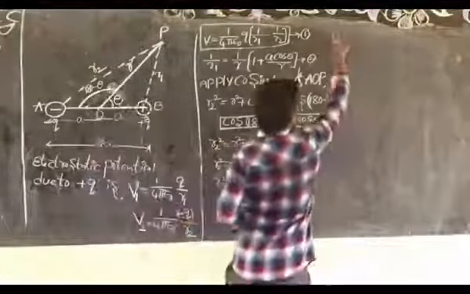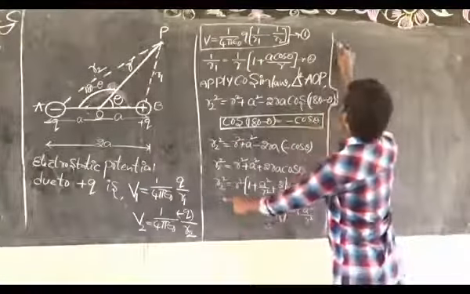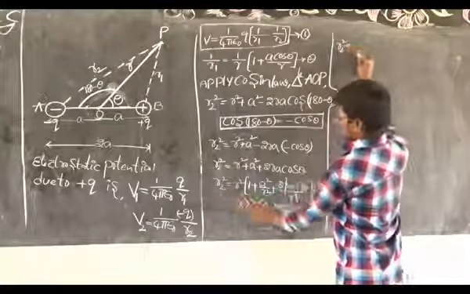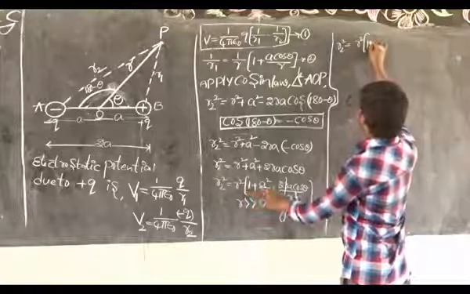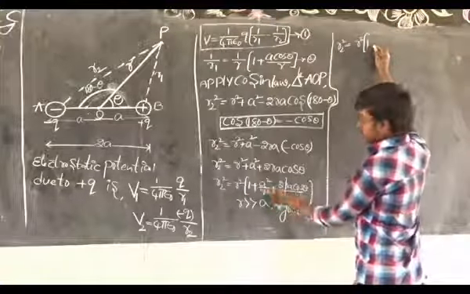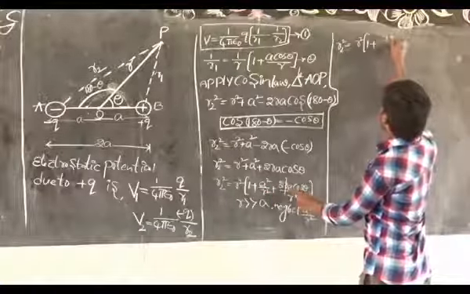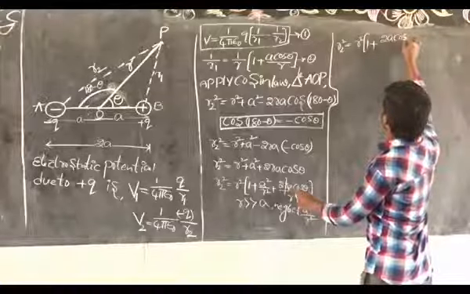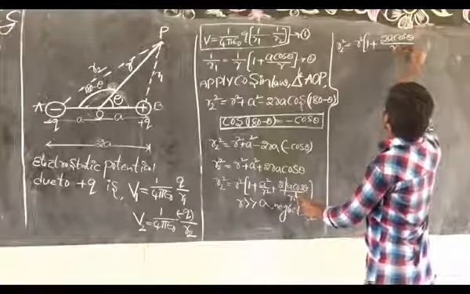So what is the remaining? R2 square is equal to R square into 1, we are neglecting this term, so there is no need to write it. What is the remaining here? 1 plus, R cancels, so 2A cos theta by R.